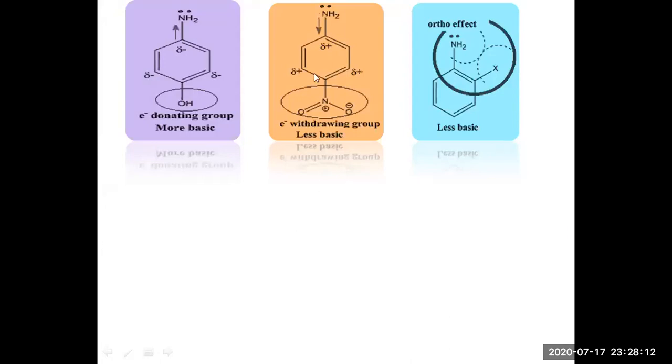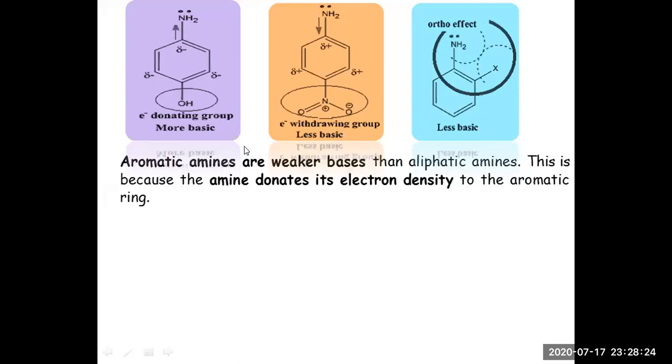First example, you have a para-hydroxyaniline, second para-nitroaniline, and third one we have an ortho-substituted aniline. All these are aromatic in nature, but depending upon what kind of group is attached, their basic strength will be different. For example, in the first case, you have a hydroxyl group which is an electron donating group. If you have an electron donating group attached, then the basic character of that molecule will be more. So you'll find that this compound will be more basic.